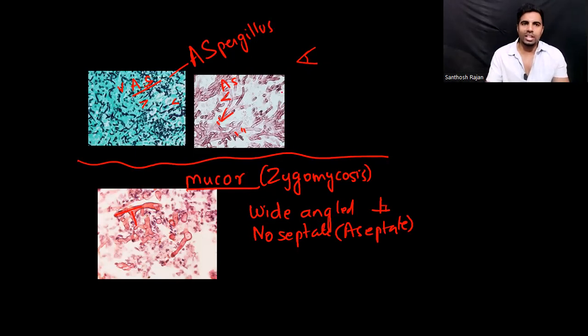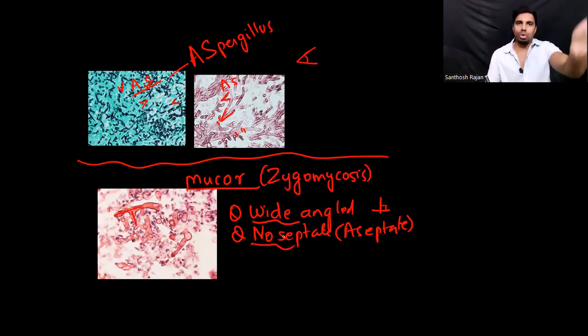Wide angle is exactly the opposite of Aspergillus. Aspergillus is acute angle, septate. Mucor is wide angle and aseptate. That's the question. Mucor is wide with no septate. That's just the opposite. If it is not Aspergillus, it will be mucor. You don't need a clue on that. Remember AS: A for acute angle, S for septate. The opposite: if acute, then wide angle; if septate, then aseptate. So if aseptate, that is your mucormycosis. Very simple.